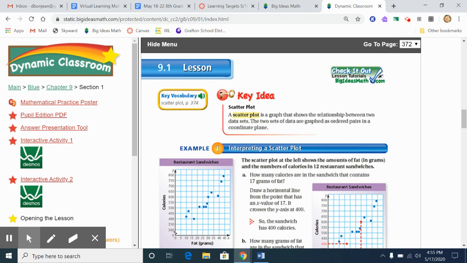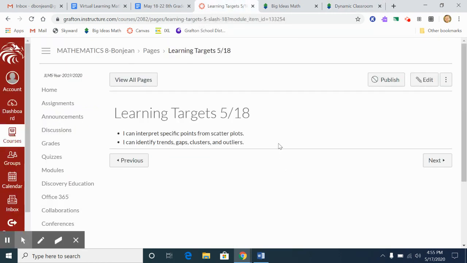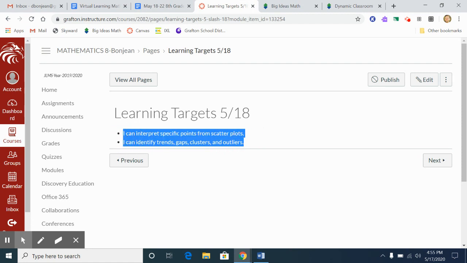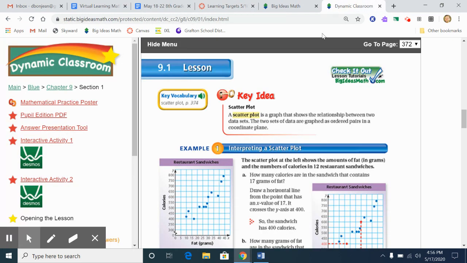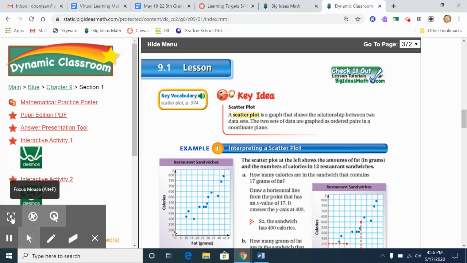All right, let's take a look at our learning target right away. There's two of them today. First, we should be able to interpret specific points from scatterplots. And second, we should be able to identify trends, gaps, clusters, and outliers. All right, so let's read quickly.